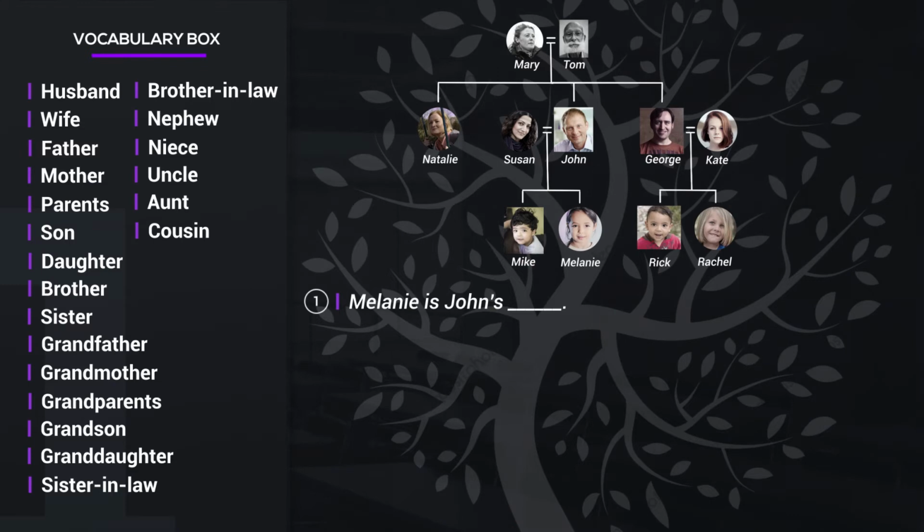So let's look at the family tree. Here we see Melanie, and here we can see John. From this, we know that Melanie is John's sister. So in our notebook, we will write number 1, sister. Just like that. Do the rest of the questions by yourself. Good luck.